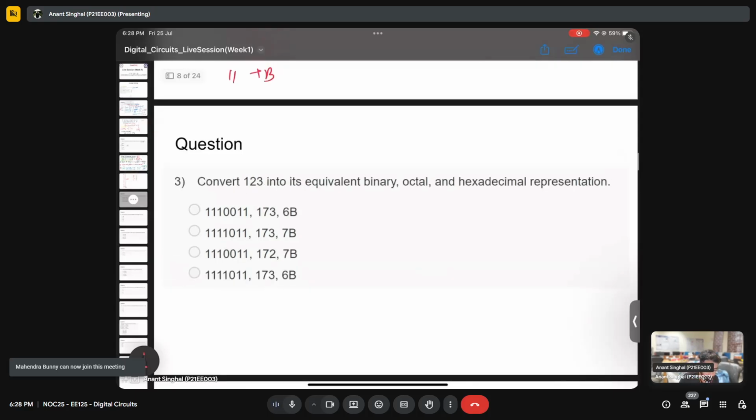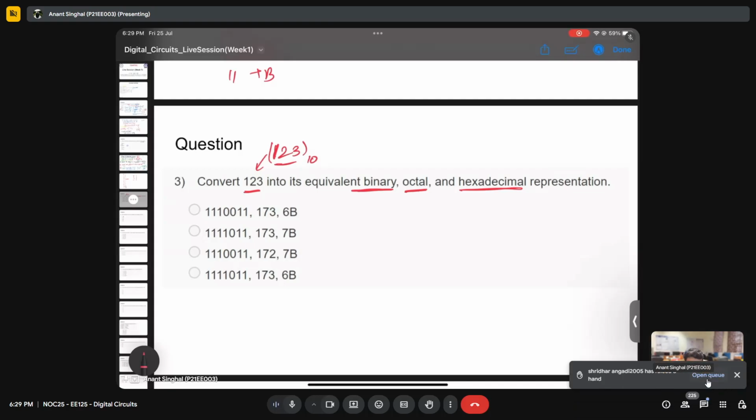Yeah. So this is one of the problems that you might have done, or one of the similar problems. It says convert 123. So 123 is the decimal. So let me clear that. It is 123 base 10. So we need to convert 123 to its equivalent binary, then octal, and the equivalent hexadecimal representation. I can give you 2 to 3 minutes to try to solve that on your own and write your answers in the chat box.